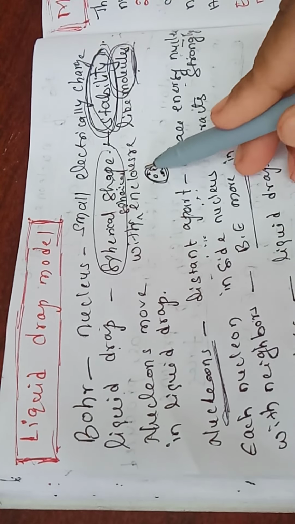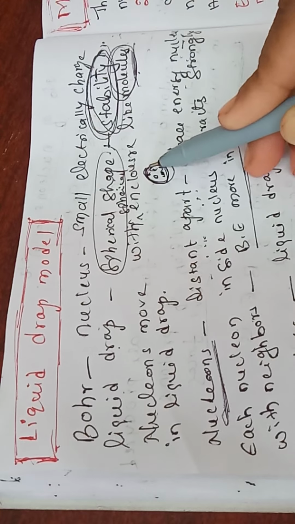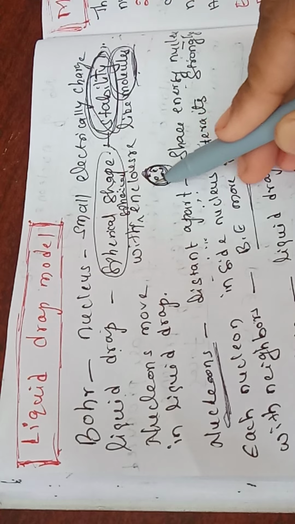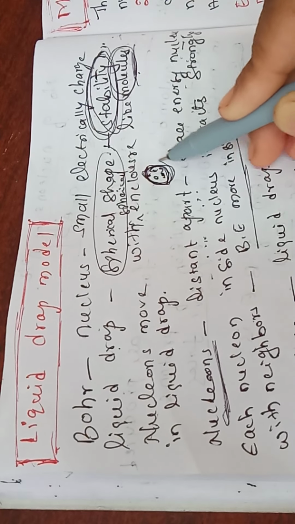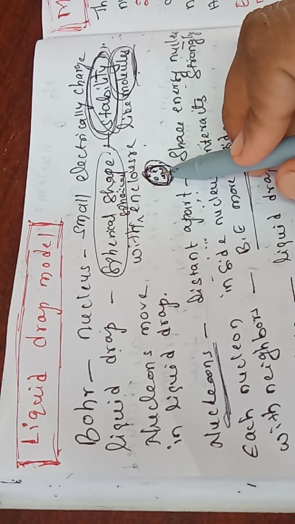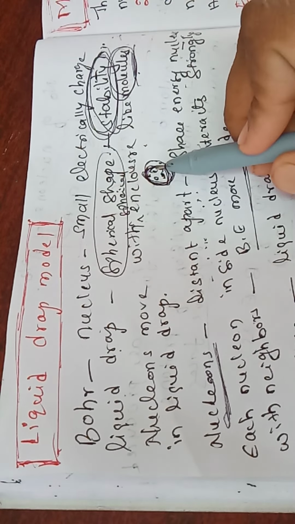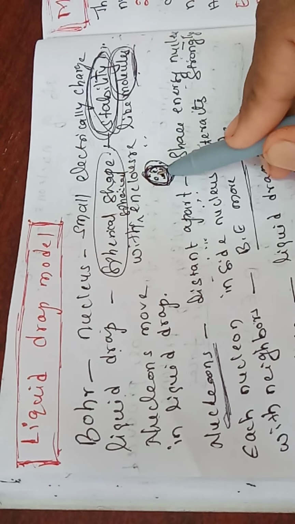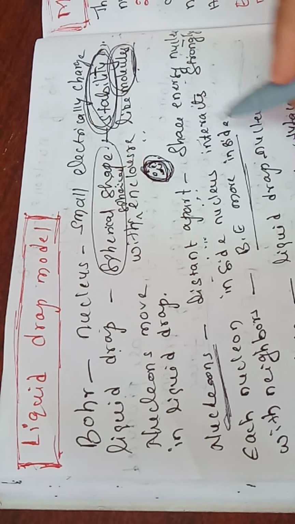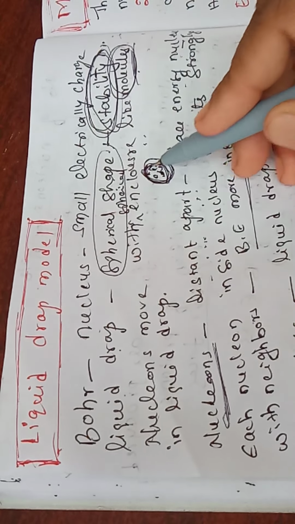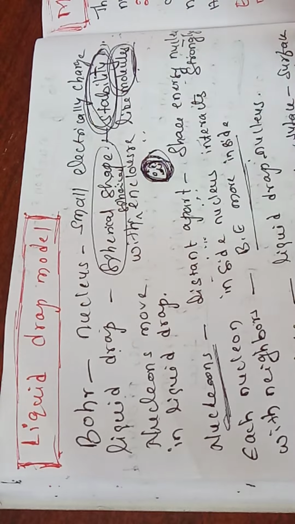But what happens at the surface of the nucleus? Already we discussed. So the nucleons which are present on the surface of the nucleus are less tightly bound. As they are less tightly bound, binding energy will be less. But inside they are tightly bound. So binding energy will be more inside the nucleus, and there will be a slight reduction in binding energy at the surface of a nucleus.